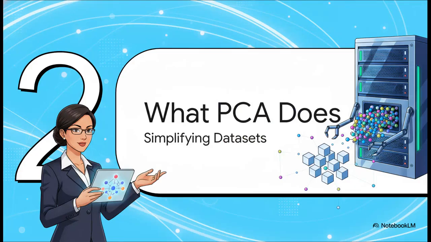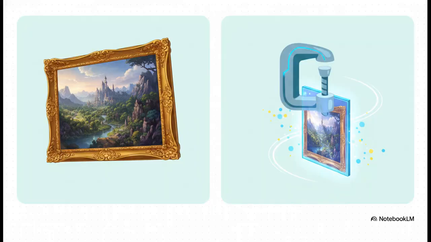Moving right along to part 2, enter PCA, streamlining data, the executive's tool for data efficiency. Think of PCA as the executive's ultimate tool for data efficiency. It's one of the absolute most popular techniques used in machine learning and data science for what we call dimensionality reduction. The entire goal here is to simplify massive datasets without losing the critical information that actually drives your business decisions.